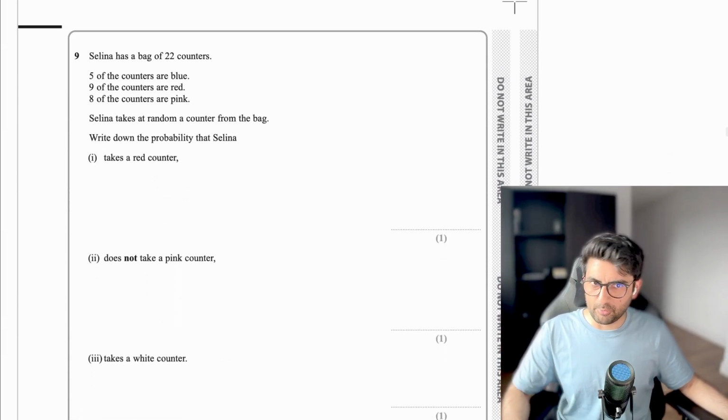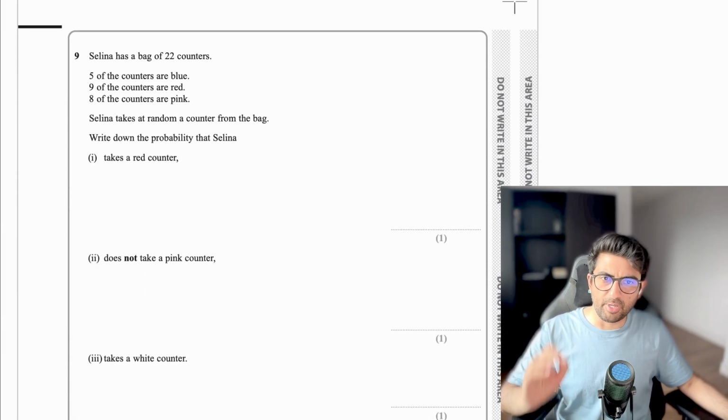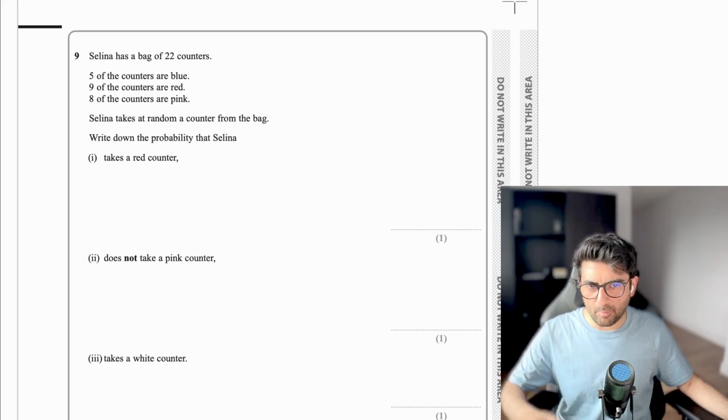Selena has a bag of 22 counters. 5 of the counters are blue, 9 of the counters are red, and 8 of the counters are pink. Selena takes a random counter from the bag. Write down the probability that Selena takes a red counter.